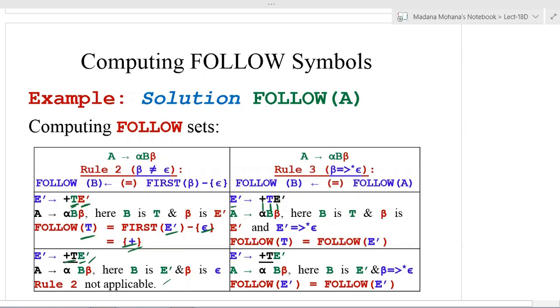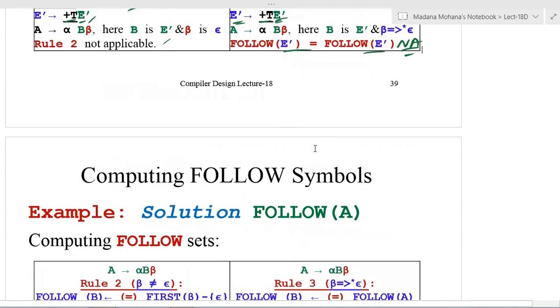Now here beta contains null. That means it derives null, E dash derives null. Therefore, follow of T, that means follow of B, equals follow of E. Follow of T equals follow of E dash. If you change it to alpha B beta, you can assume it as alpha, then E dash as B, beta as null. Now here you can see follow of E dash is follow of E dash. Here no change. Why? Because we are getting the same follow value. So this is not applicable here.